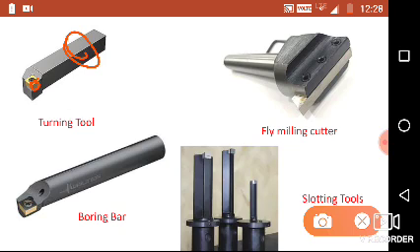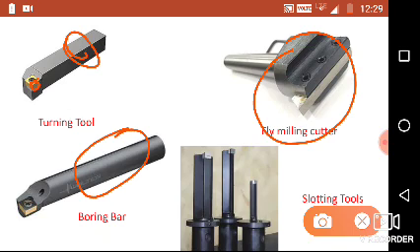Then the second image, this one is a fly milling cutter. The third one is boring bar. So boring bar is generally the turning holder that is in cylindrical shape, and this is a cutting insert. Okay, this is basically used over a lathe machine, and boring is nothing but an operation of enlarging a diameter of previously drilled hole. That is the purpose of boring tool. And the next one is slotting tool. So here these tools are used for cutting the slot over the workpiece. So these are some examples of single point cutting tool.